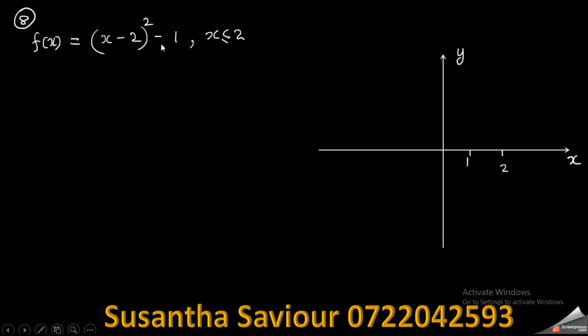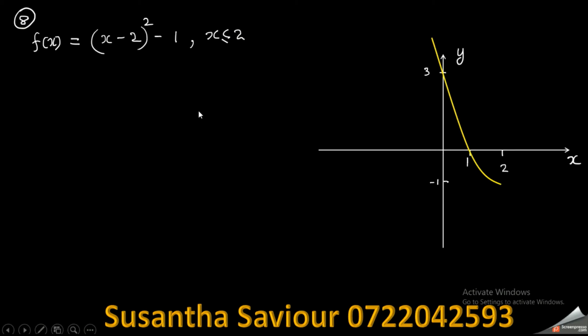Now look at this. The minimum point of this one is (2, minus 1). So from (2, minus 1) the function is going like this. This side is not there. Why is this side not there? Because of this domain restriction. Let's sketch it and see. Right, this is the sketch of this function.